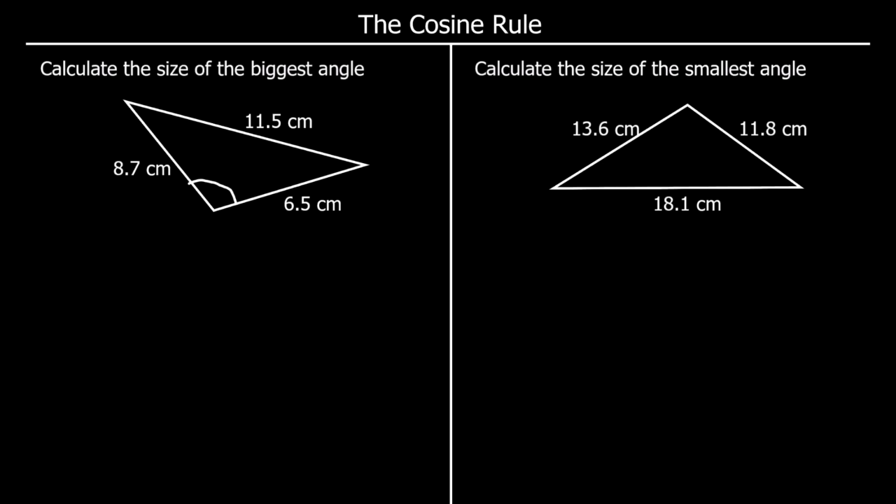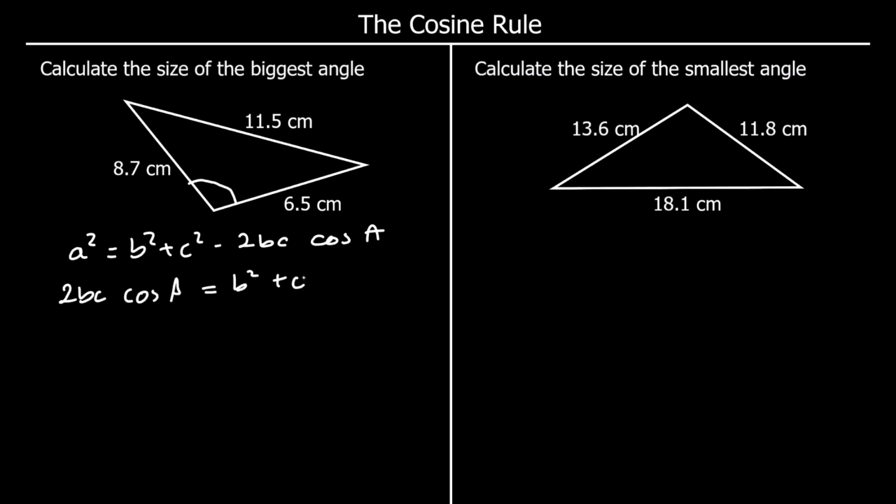And we can use the rearranged cosine rule. If the cosine rule is a squared equals b squared plus c squared minus 2bc cos A, if we add 2bc cos A to both sides and take away a squared, we get this. We can get cos A by itself by dividing by 2bc. So the rearranged cosine rule is cos A equals b squared plus c squared minus a squared over 2bc.